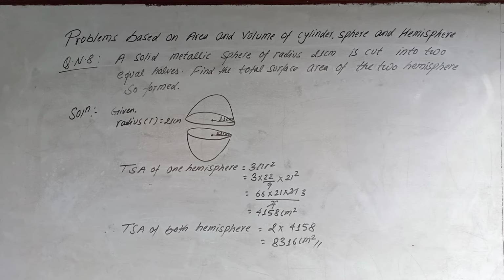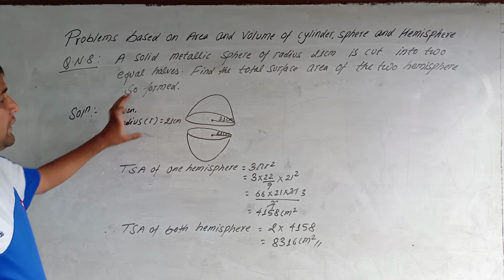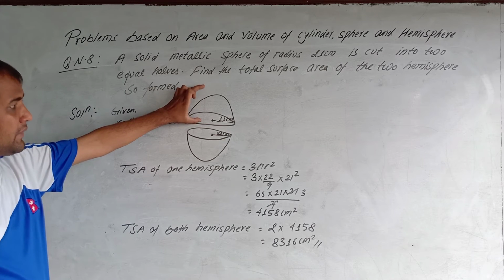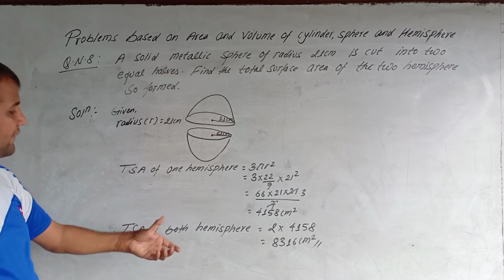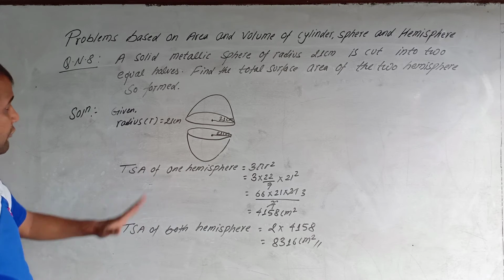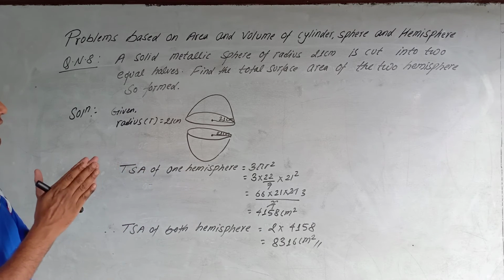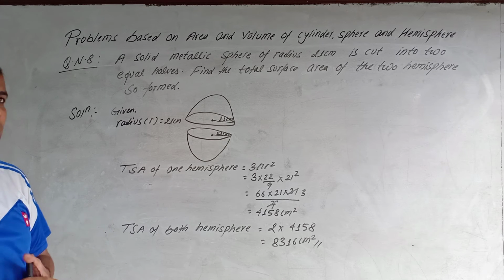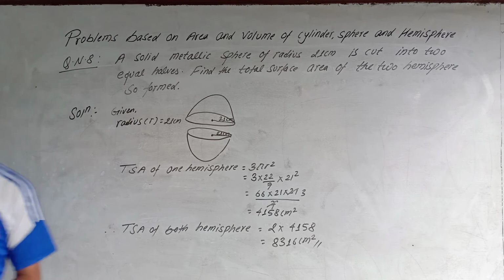So when the question is given this way, first we should find the TSA of one hemisphere, then to find the TSA of both hemispheres, multiply by 2. Don't forget, the radius of the sphere is equal to the radius of the hemisphere. This is about question number 8. Then we go to question number 9.